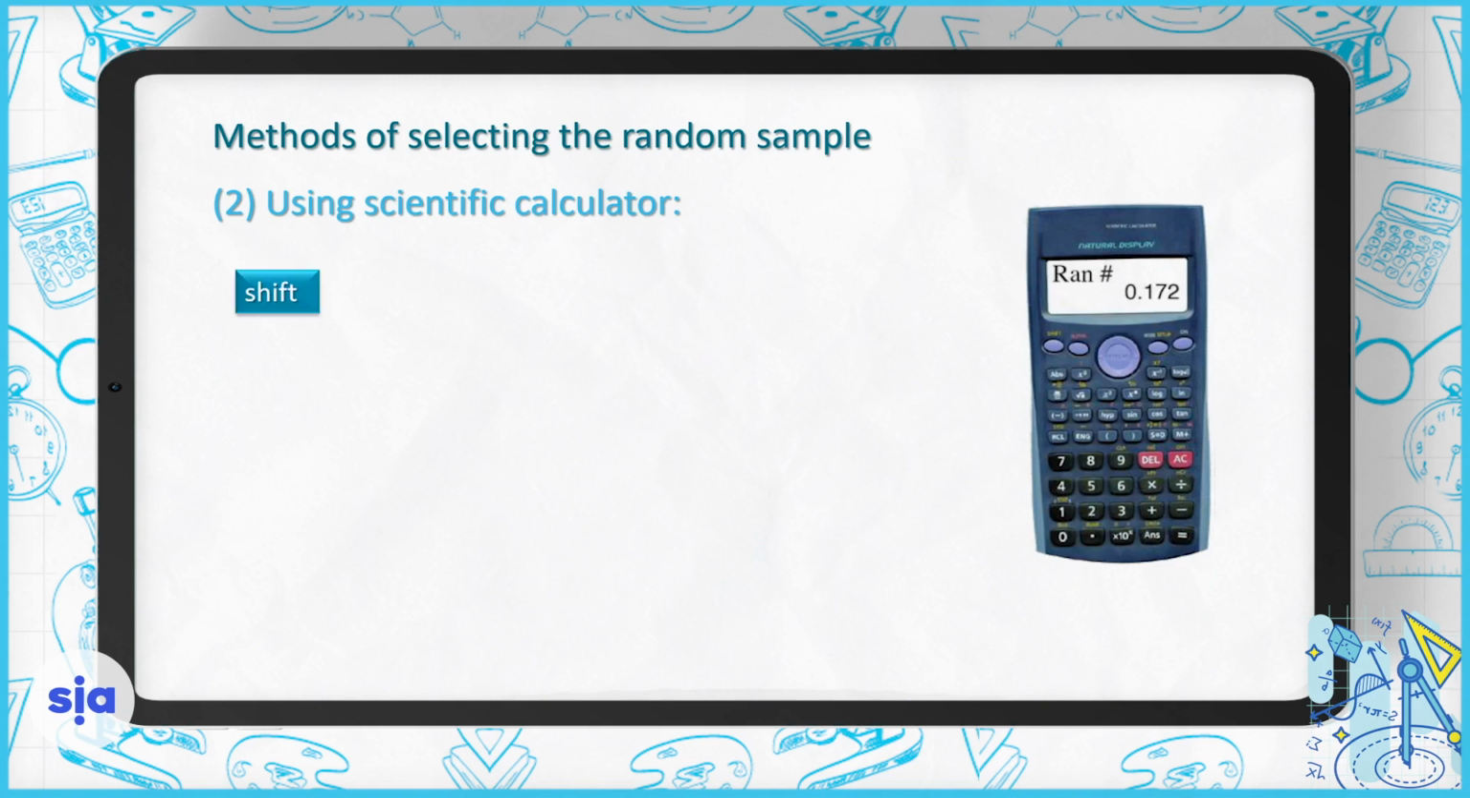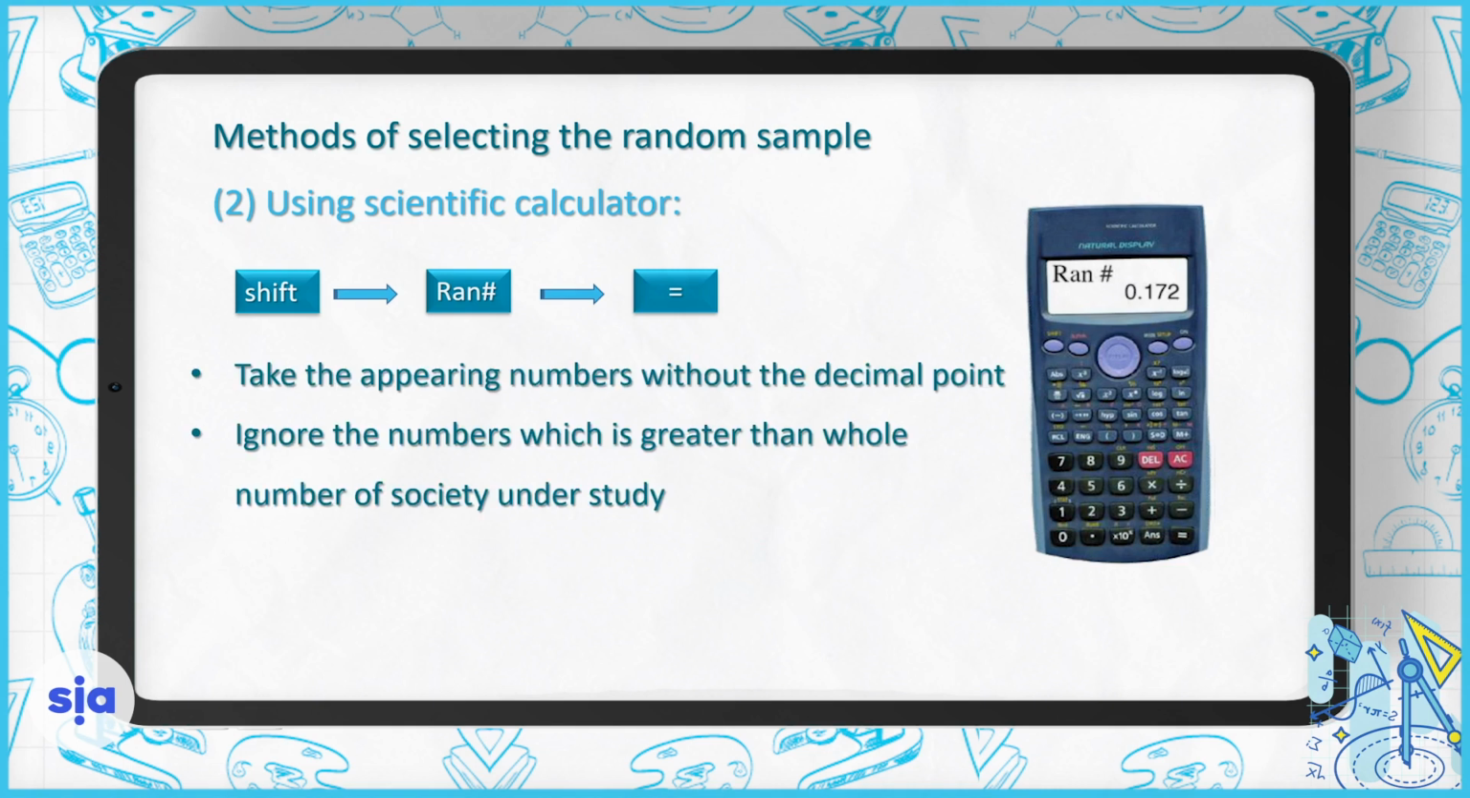How do we do this? We're going to press on Shift, and then we're going to press on the random number button. After that, we're going to press equal. The calculator will give me a number. Take the number that is at the right-hand side of the decimal point. Ignore any numbers greater than the whole number of the society under study.